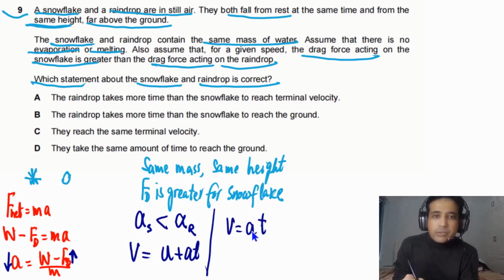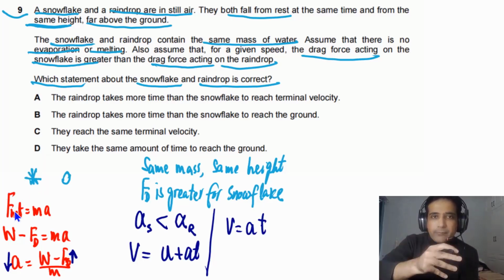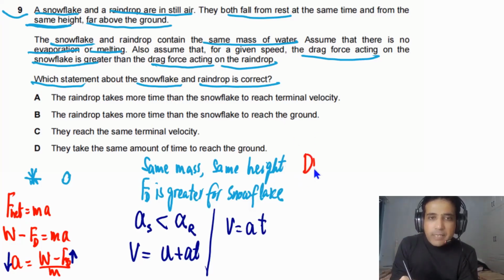Now we need to understand the comparison between time. For the snowflake, as the drag force is greater, it will take a shorter time to reach terminal velocity. Because the drag force is greater, the drag force will balance the weight quickly. So we can say drag will balance weight quickly.